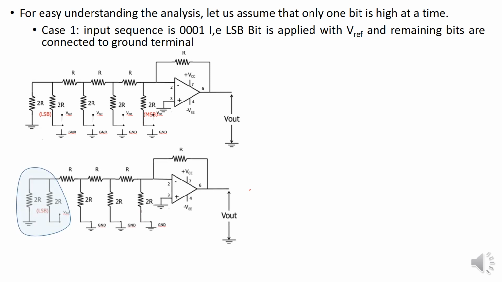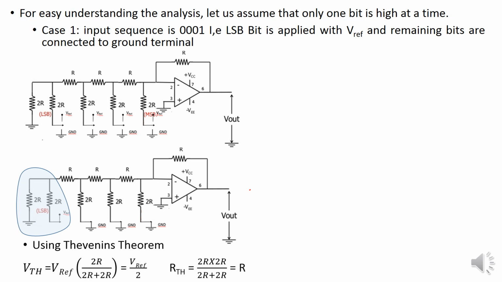So coming to the analysis part. Now as we know, we are going to apply 1 to the LSB bit, hence the LSB bit is applied with V reference of 5 volts and the remaining bits are connected to ground. So now we can see there are two 2R resistors connected in parallel, the highlighted portion. So here we can apply Thevenin's theorem. Using Thevenin's theorem, we will simplify this circuit to a single voltage source VTH and a single resistance RTH.